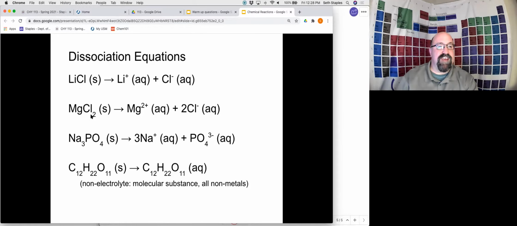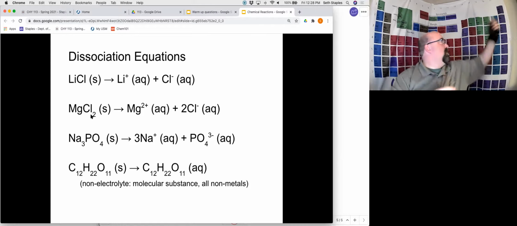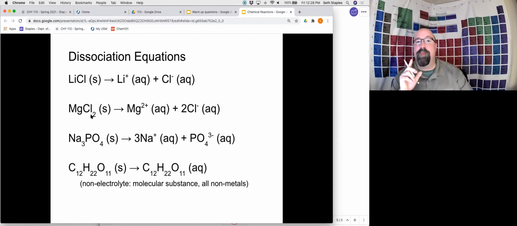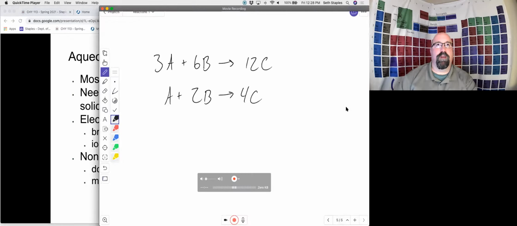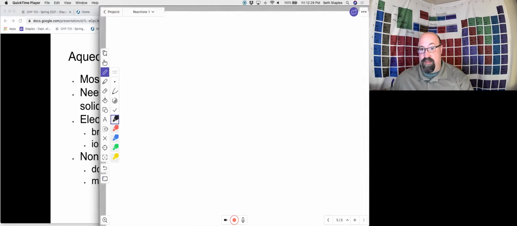Magnesium chloride, MgCl2. It's an ionic substance. Magnesium, chlorine, metal and non-metal, going to separate into its ions. The thing to recognize here, and this is going to become important for some various things that we talk about later in the course, is that remember we've got 2 chlorines. And so in the dissociation equation, we represent that as being 2 chloride ions. Again, let's just look at that pictorially. We're going to look at a picture of that.